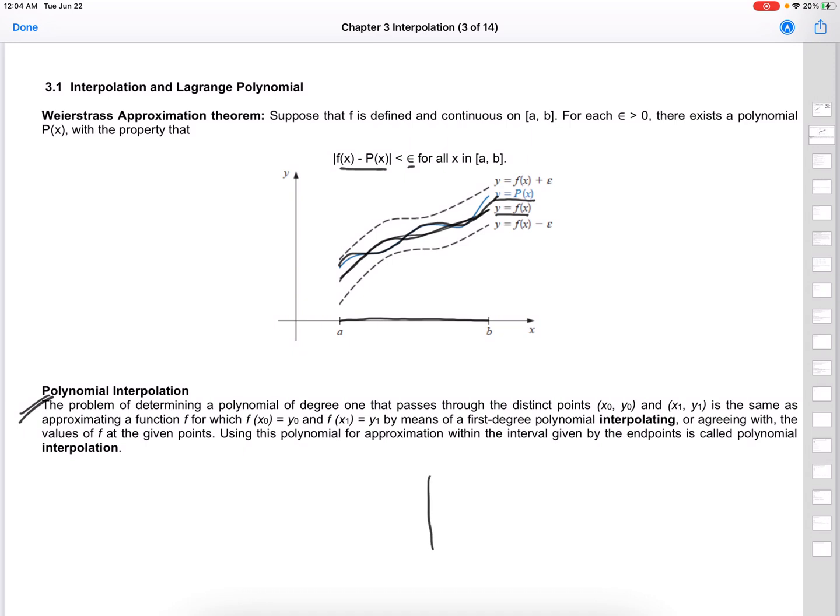So what is happening? You have 2 points given. One is x0, y0, and another one is x1, y1, and you are looking for a function which will satisfy these 2 points and then will give you an approximation of what is happening between these 2 points. Okay, so this is linear interpolation.